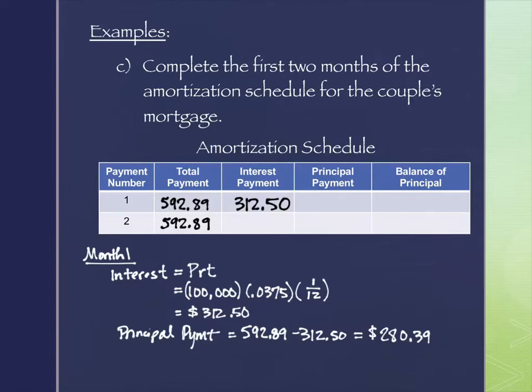All right, so this number, $280.39, will go into the box right here. What do you think the balance of the principal means?